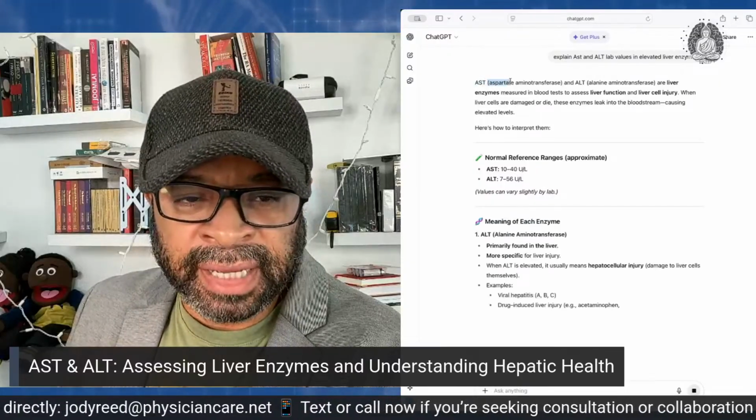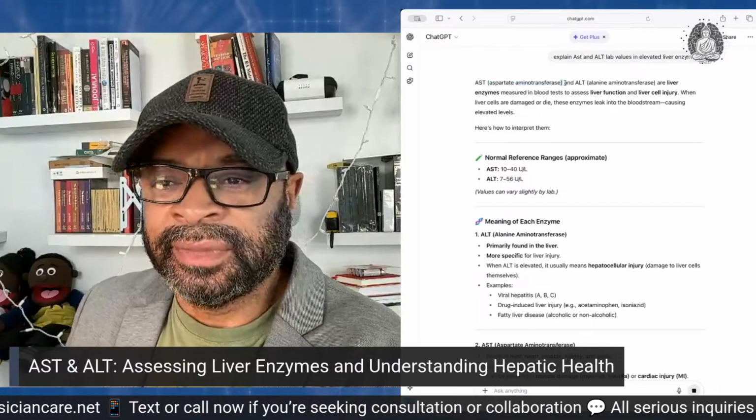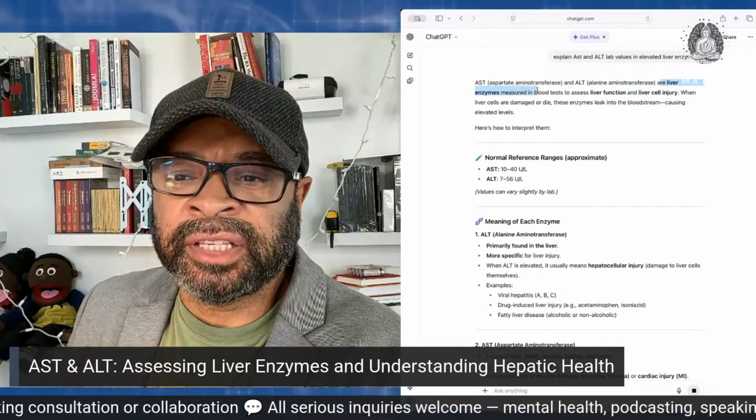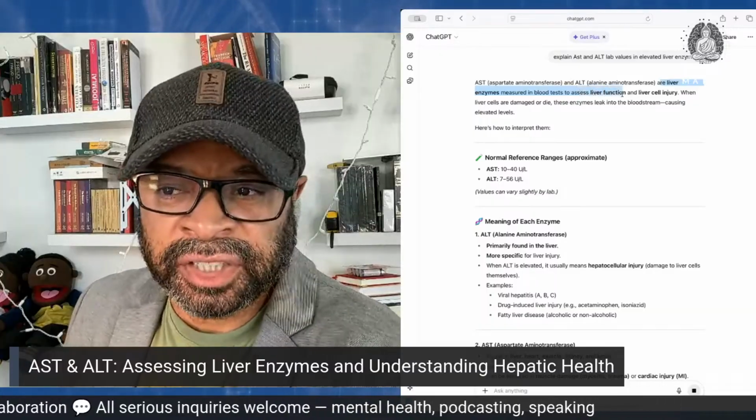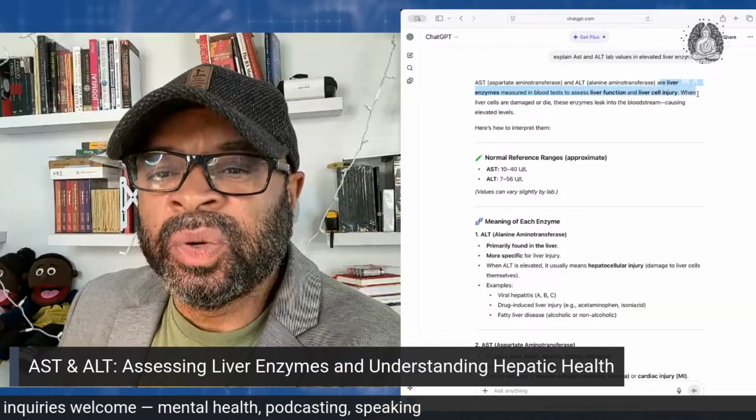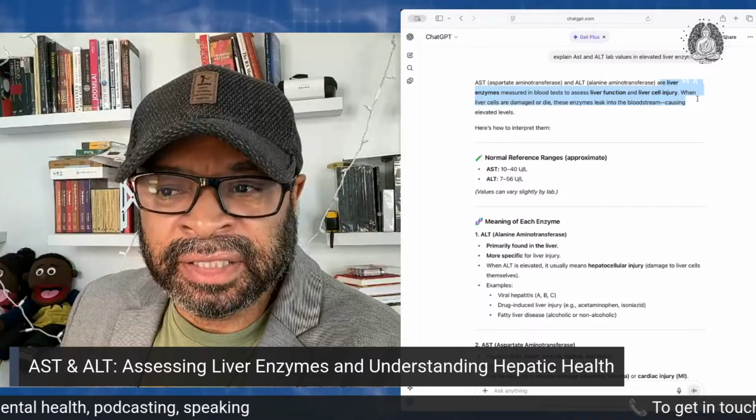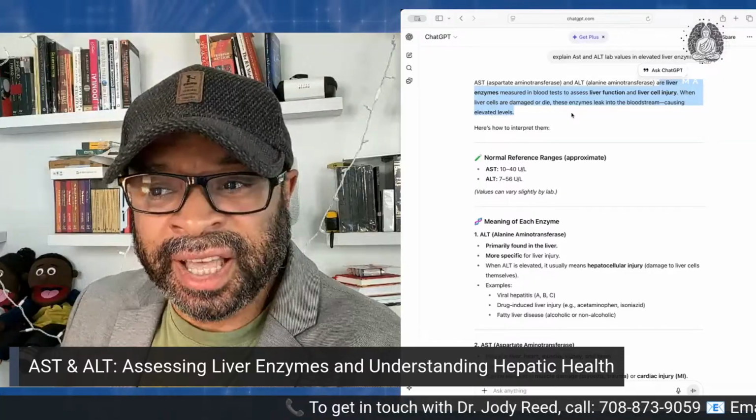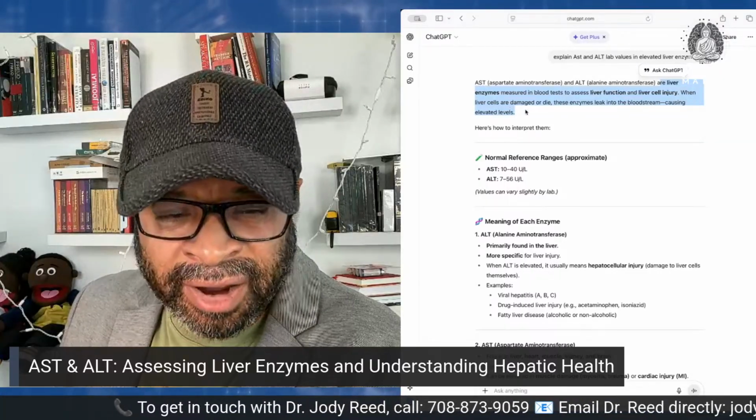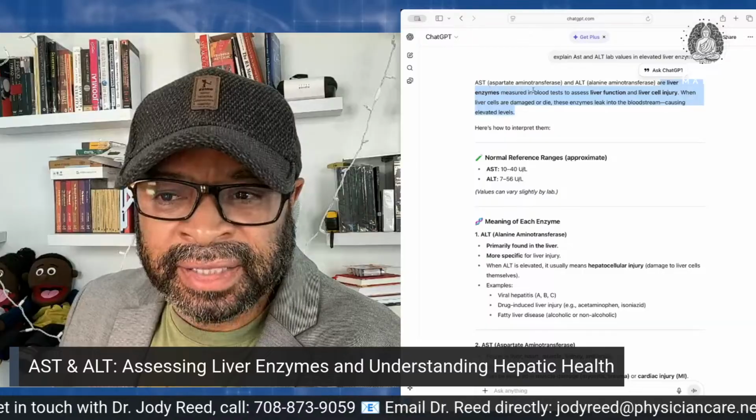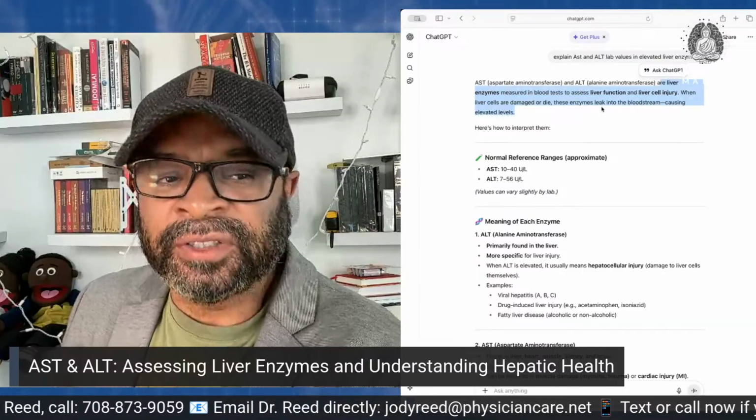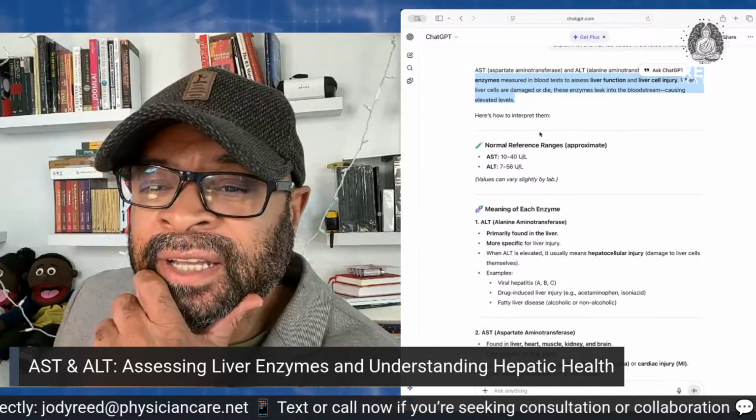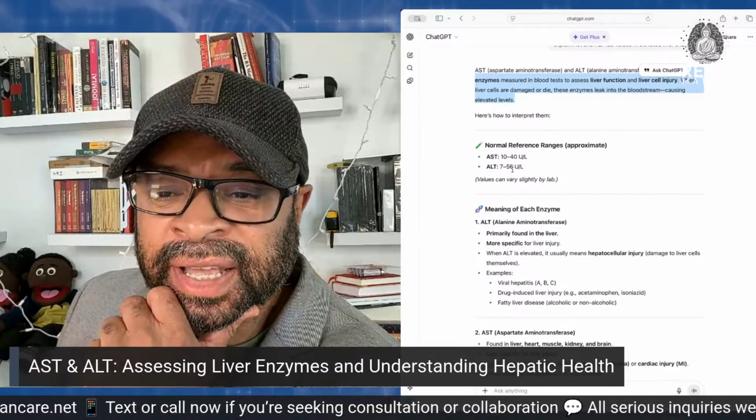AST is aspartate aminotransferase and ALT is alanine aminotransferase. These are liver enzymes measured in blood tests to assess liver function and liver cell injury. When liver cells are damaged or die, these enzymes leak into the bloodstream, causing elevated levels. Here's how to interpret them. The normal range is AST 10 to 40 and ALT 7 to 56.